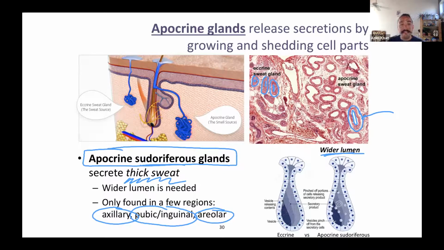What do all these places have in common? Well, one thing that all these places have in common is that there's a lot of friction, and potentially a lot of friction around the nipple, especially if you're breastfeeding. And so this thicker sweat can provide some lubrication.